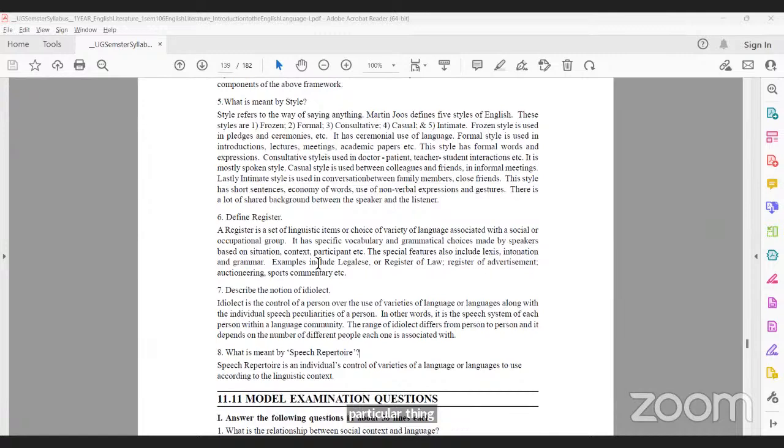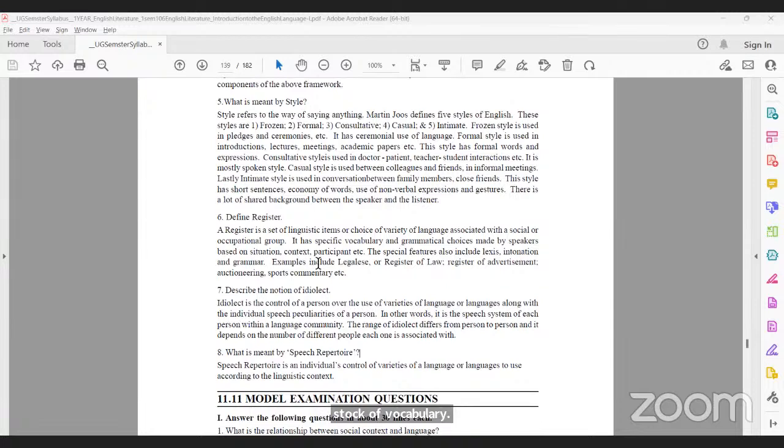So speech repertoire is an individual's control of varieties of a language to use according to the linguistic context. Repertoire means, actually, a dictionary in which you have certain words. Each and every person has his or her own dictionary. So if I'm speaking in a particular language, I have a stock of vocabulary in my mind.